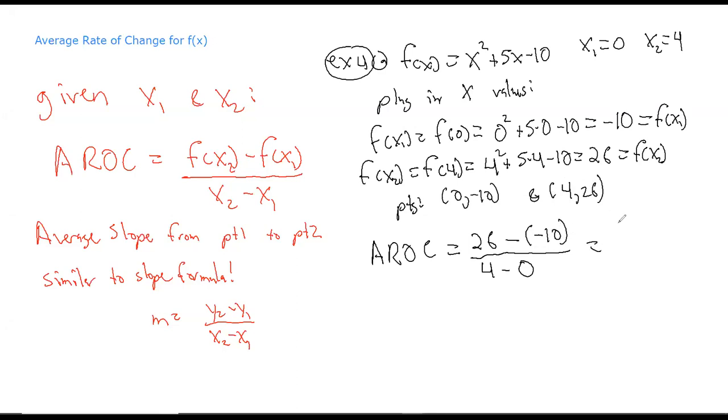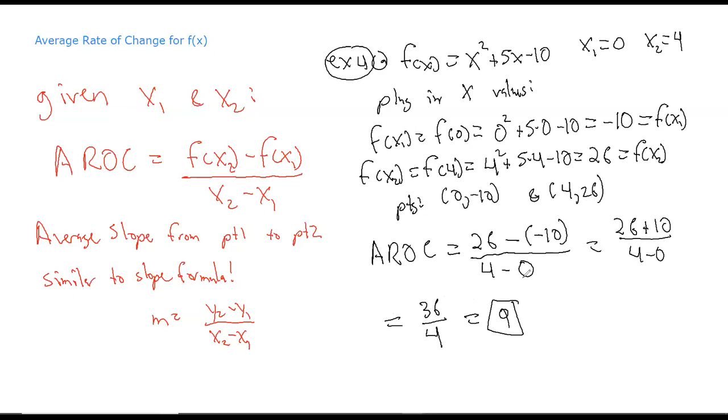Well, that's going to become 26 plus 10 over 4 minus 0. Yes, you could have gone ahead and subtracted the bottom. 26 plus 10 is going to be 36. 4 minus 0 is 4. And 36 divided by 4 reduces to 9. So that says that the average slope of this function from 0 to 4 is 9.